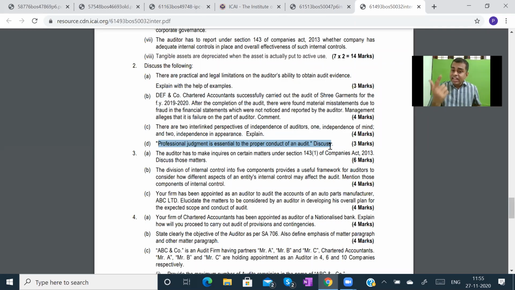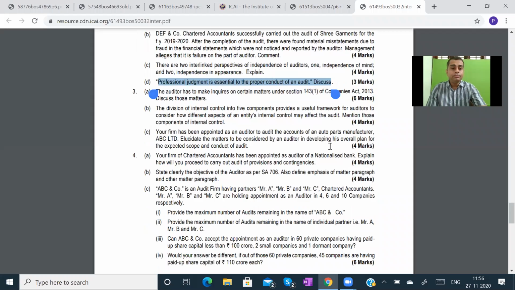Determining the nature, timing and extent of audit procedures. Evaluating management's estimates in the financial statements. Management's judgments will be assessed by the auditor. That is the auditor's professional judgment. Conclusions to be drawn in the light of audit evidence. That is also professional judgment. Enough. If you write 3 points, you will get 3 marks. So read the third one.